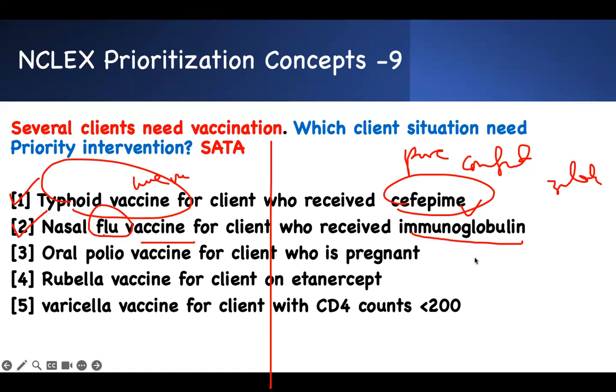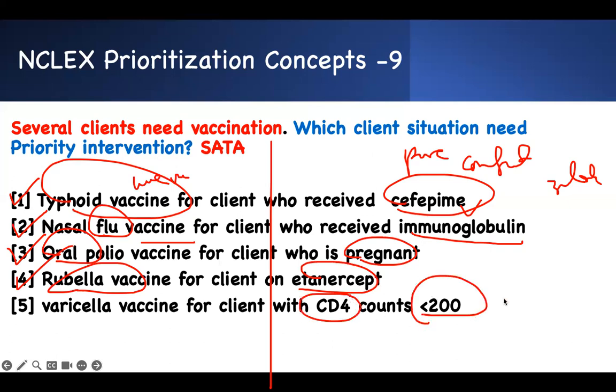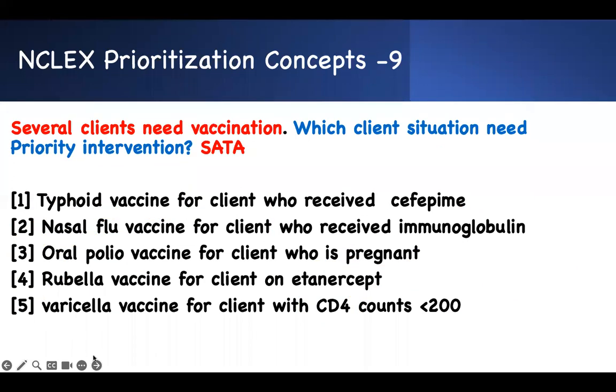Oral polio vaccine for a client who is pregnant. The same thing. A pregnant lady is immunocompromised. She cannot get oral polio vaccine. Etanercept is an immunomodulator. Use it for IBD, Crohn's, rheumatoid, and everything. You are immunocompromised. You cannot get a live vaccine. Varicella, a live vaccine. CD4 count less than 200, you are immunocompromised. If the CD4 count is greater than 200, yeah, they're good. But this is immunocompromised. All of them are in trouble.